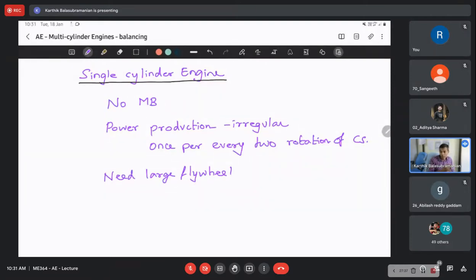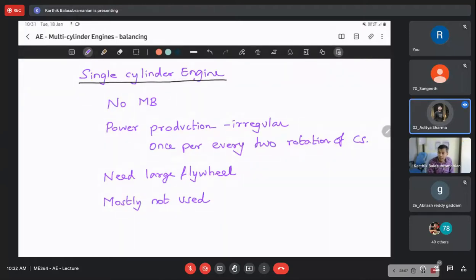Why do you need a large flywheel? So as to keep up the momentum and to ensure you smoothen out this power. So you can say it is mostly not in use. Single cylinder engine is mostly not used, right?